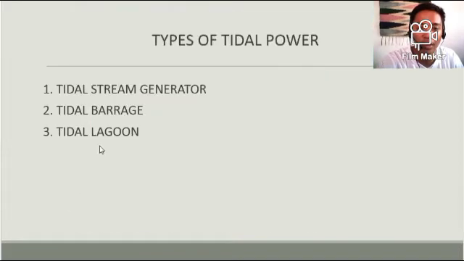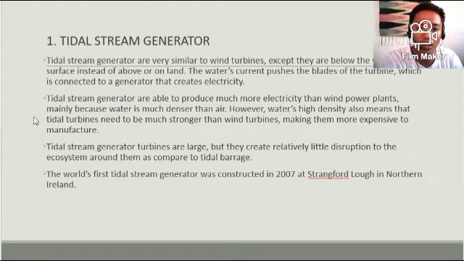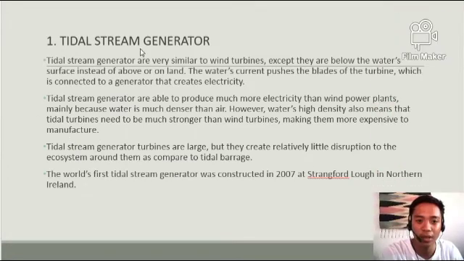So types of tidal power. Number 1 is tidal stream generator, the second is tidal barrage, and the third is tidal lagoon. So here, tidal stream generators are very similar to wind turbines, except they are below the water's surface instead of above or on land. The water's current pushes the blades of the turbine, which is connected to a generator that creates electricity. So ayan, the tidal stream generator is just a wind turbine, pero nasa ilalim siya, so every time tidal waves come, nag-i-spin yun and nagpo-produce ng electricity yung generator na nakakonekta dito.